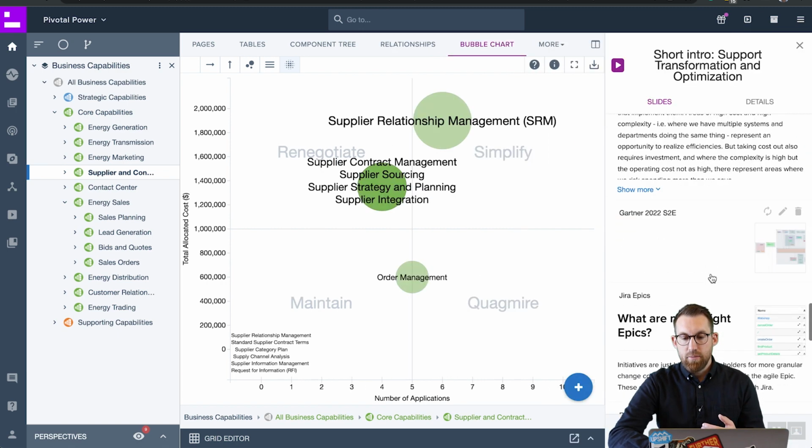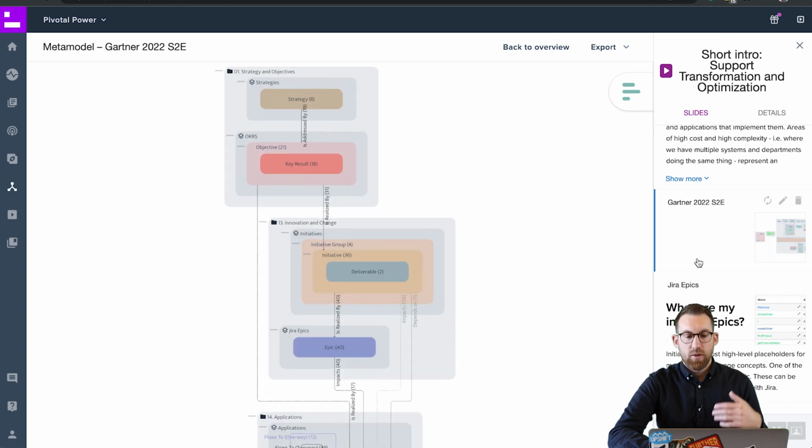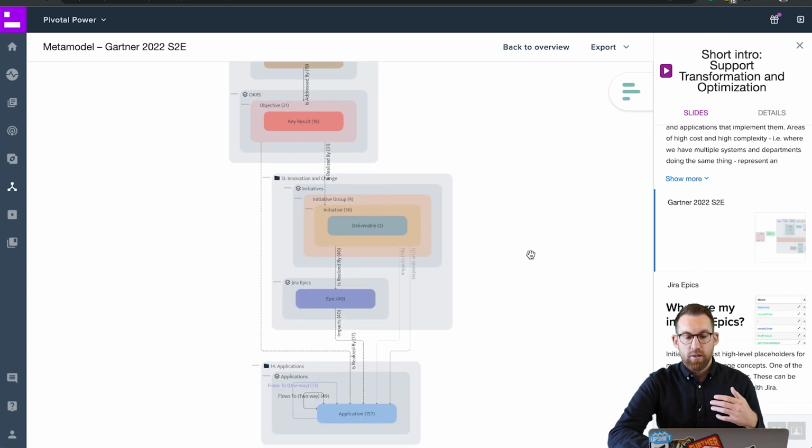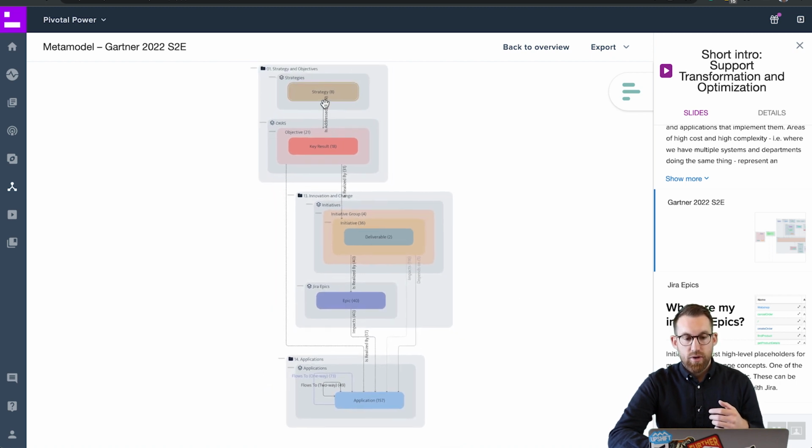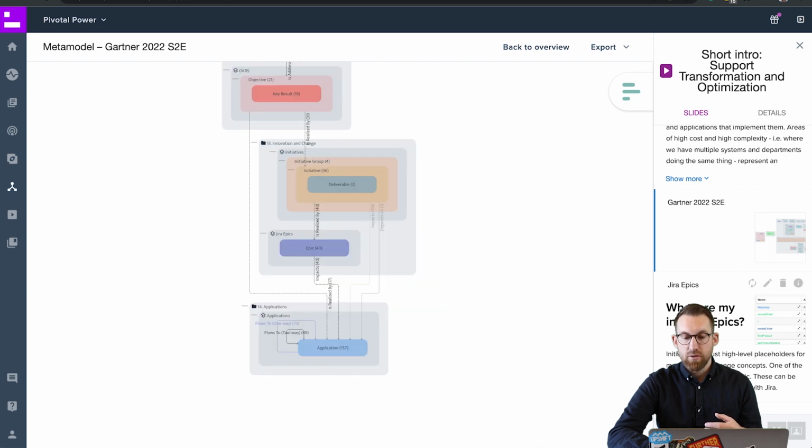Cost is not the only way to think about things though. Sometimes you want to think about go-to-market and more growth and revenue generating activities. So what we recommend is modeling not only your strategy and key results, but also your initiatives, so you can keep an agile road mapping overview for your architecture and understand how that's impacting things like your applications.